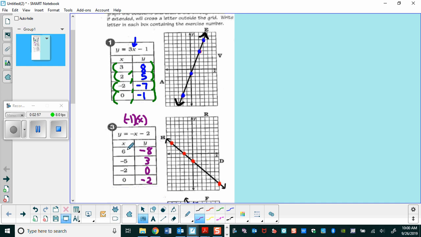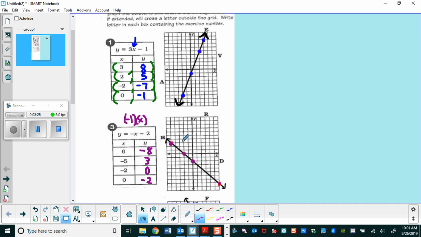All right, so now we're going to plot. We're going to go over 6 down 8. So from the origin, we move over 6 and down 8. We got a point. Then we're going to move back 5, up 3. We have a point. We're going to move from the origin back 2, and then not up or down. And then the last point tells us not to go left or right at all on the x-axis, but to simply move down 2 on the y-axis.